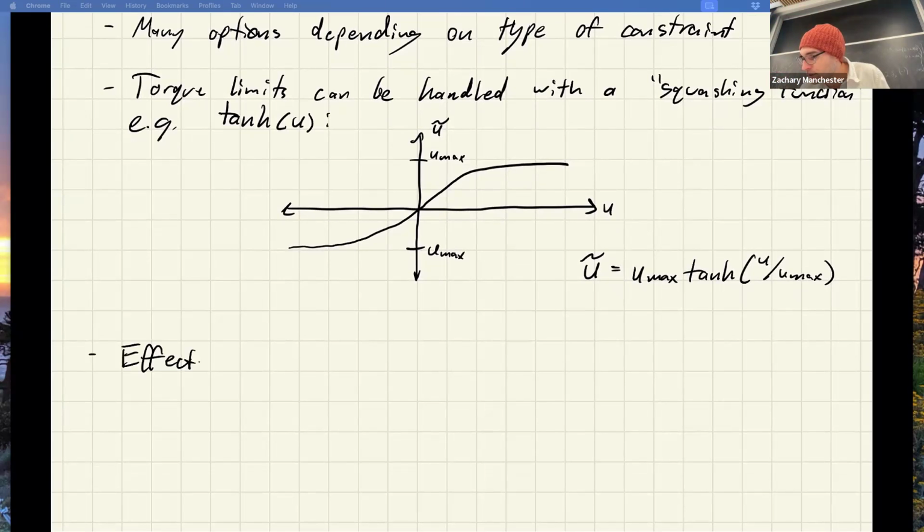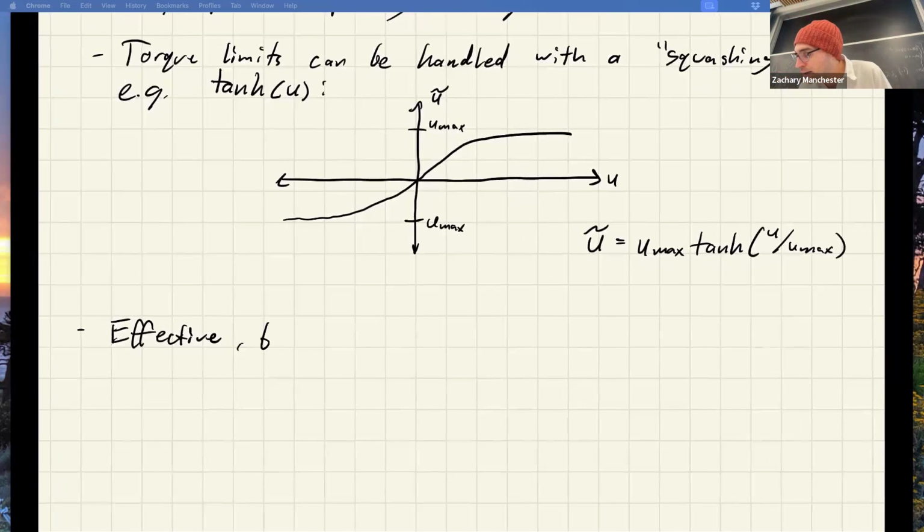It is effective. It will definitely make it satisfy the control limits. But it's adding additional nonlinearity to the problem, which can make it harder to solve and can make it take more iterations to converge. So that's not necessarily great. It's also in general going to give you a slightly suboptimal solution.